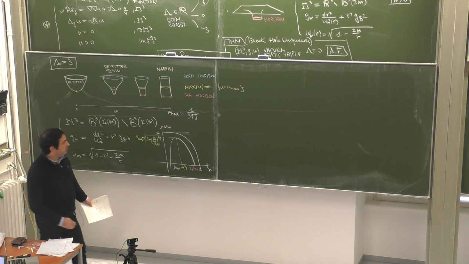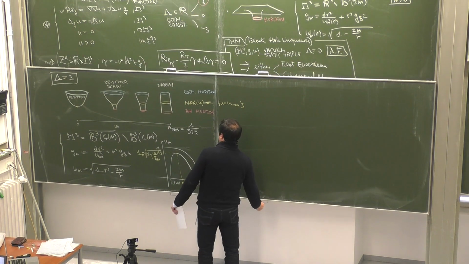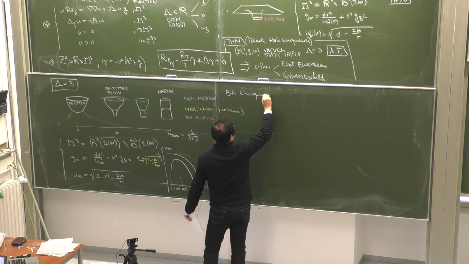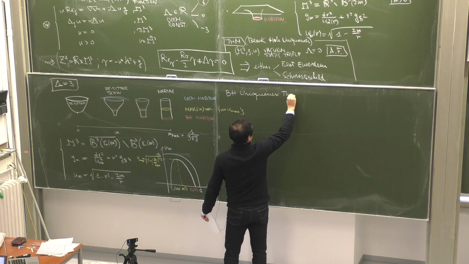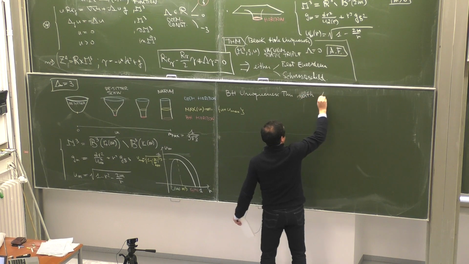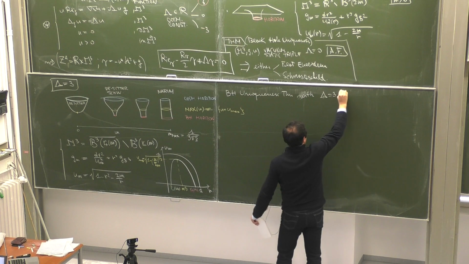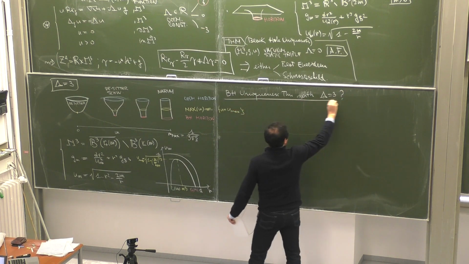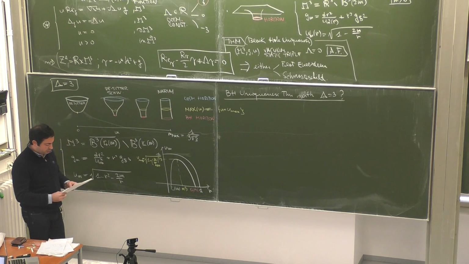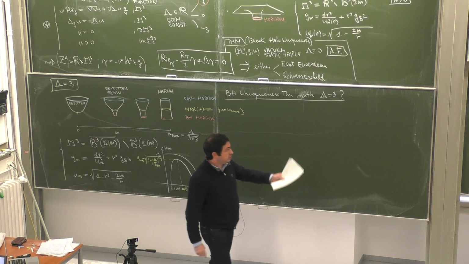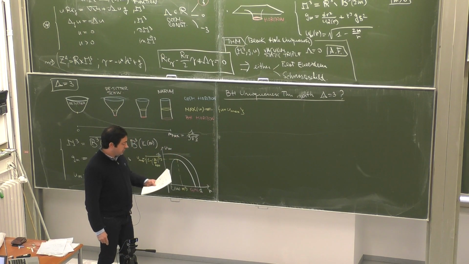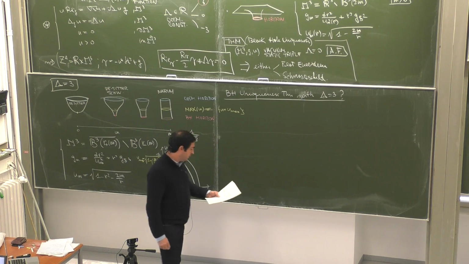So, here the main question is: is there a black hole uniqueness theorem with lambda equal to 3? Okay, so this is our main question. So one attempt that has been suggested in the literature is by Masoud Olam and a collaborator, Yu, and the strategy that they suggest is the following.